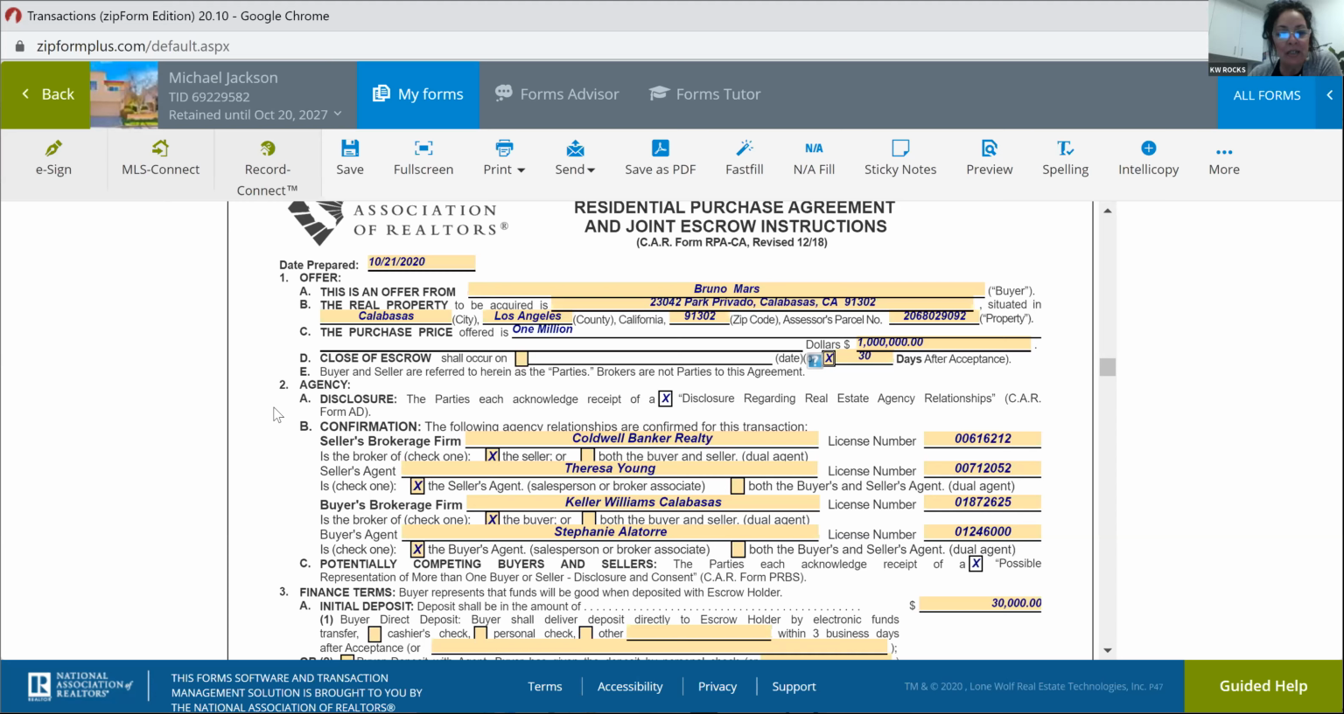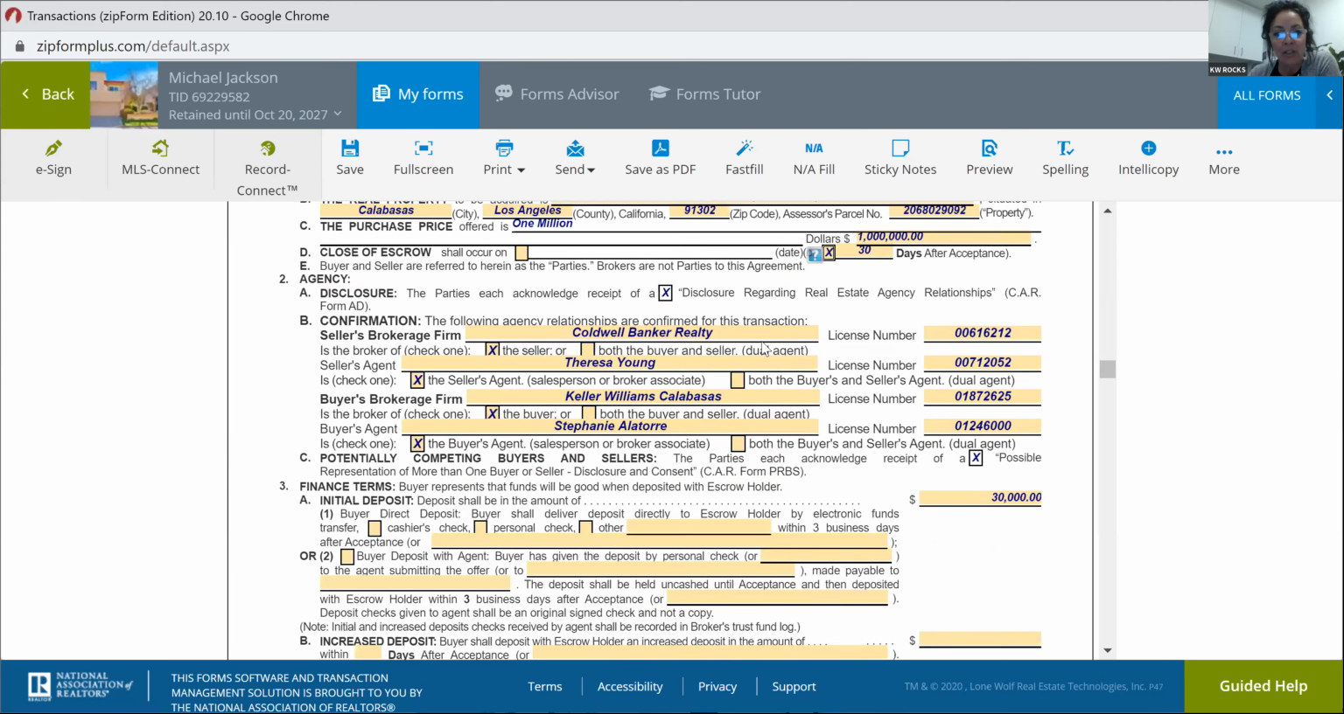Okay, so the second paragraph is agency. Obviously this is automatically checked that they received the agency disclosure, right? And then we go into B, confirmation, okay? Guys, you have to fill all this out. I can't tell you how many times I see that people leave license numbers out. Anything that you leave out, we have to counter back in. Does that make sense? So just make sure you get in the habit of putting all this information in.